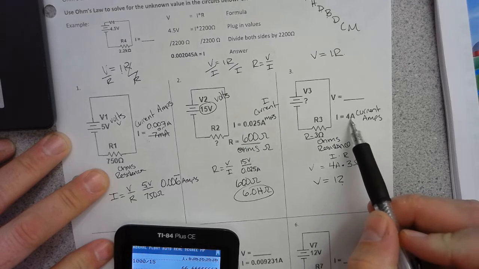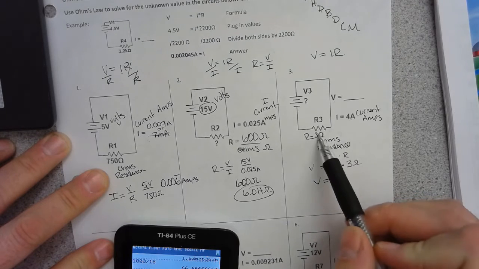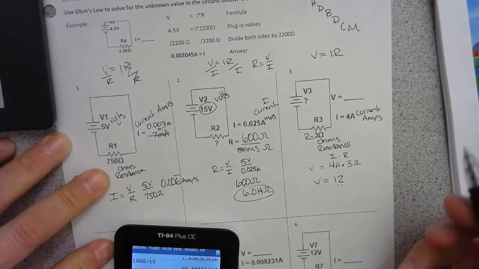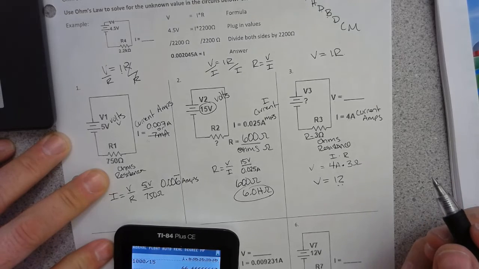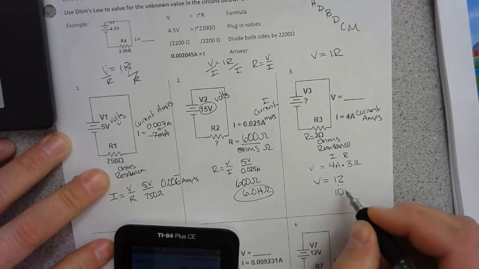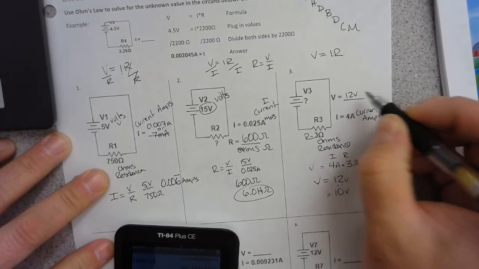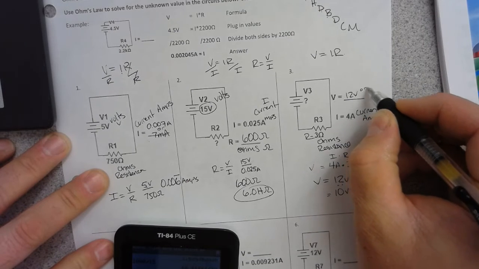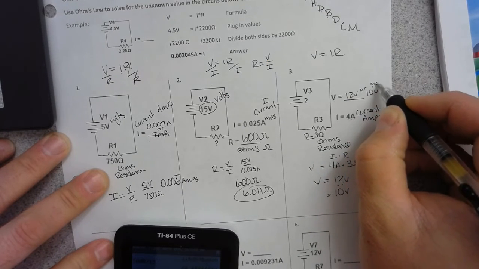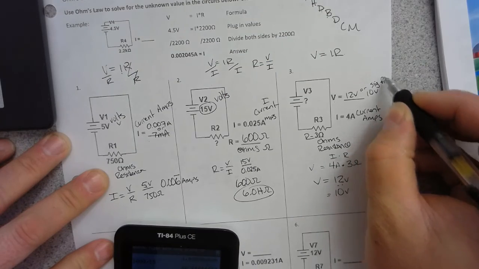But I only have one sig fig for both of these. So what would this actually be? It'd be 10 volts in sig figs. If you wrote 12 volts, that's okay, but really, it's 10 volts in sig figs. Okay?